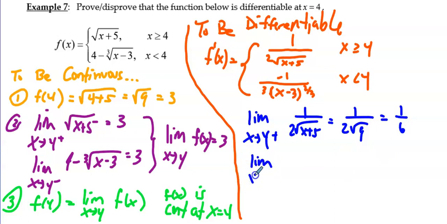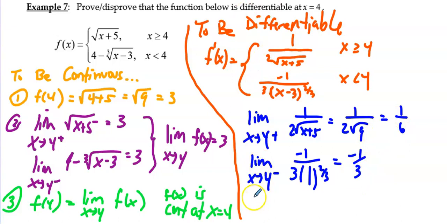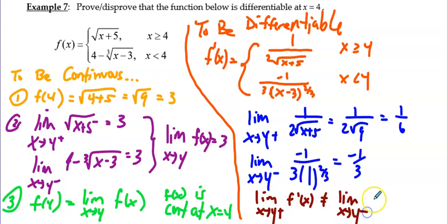And then we're going to find the limit as x approaches 4 from the left. And we're going to do negative 1 over 3 times, again, 4 minus 3, which would be 1 to the 2/3 power. And it's just going to give us negative 1/3. So clearly these are not equal to each other. So since they're not equal to each other, I can say that since the limit as x approaches 4 from the right of f prime of x, again, be careful with prime, does not equal the limit as x approaches 4 from the left of f prime of x, you can now say that f of x is not continuous, or sorry, not differentiable at x equals 4.